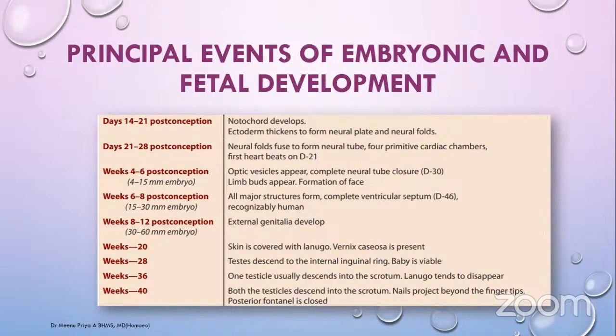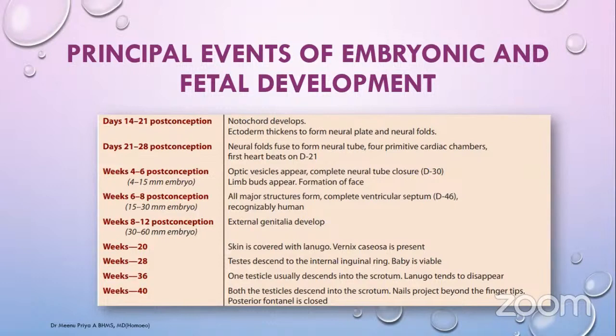Principal events of embryonic and fetal development, this is important. At 14 to 21 days post-conception, the notochord develops, and the ectoderm thickens to form the neural plate and neural folds. At 21 to 28 days post-conception, the neural folds fuse to form the neural tube, with 4 primitive cardiac chambers. The first heartbeat is seen on day 21. On day 21, tertiary villi are also formed.